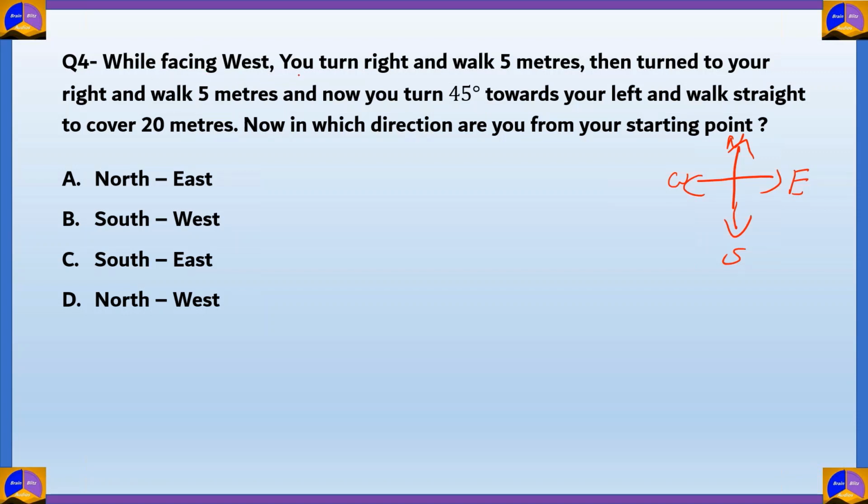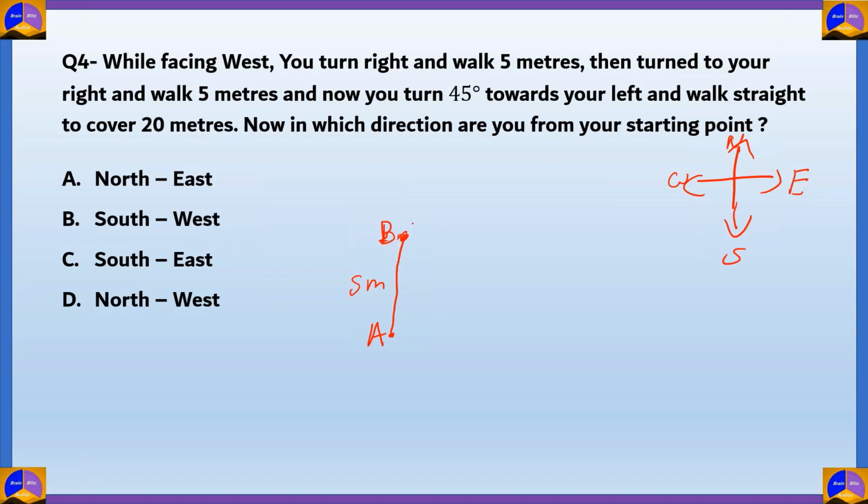Now at first you were facing west. So you're facing west and then you turn right. So if you're facing west and you turn right, then you will be facing north. And you turn to the north and walk 5 meters. Okay, so this is your starting point, and you walk 5 meters. We'll call this point A and point B.